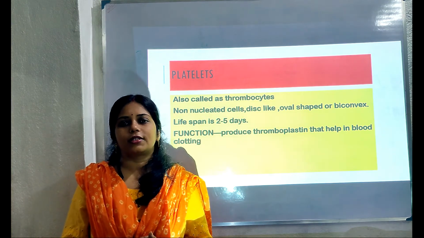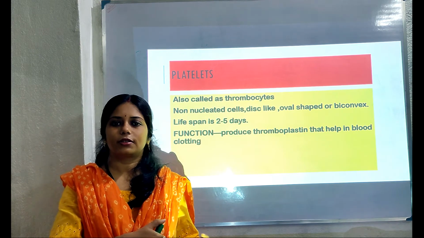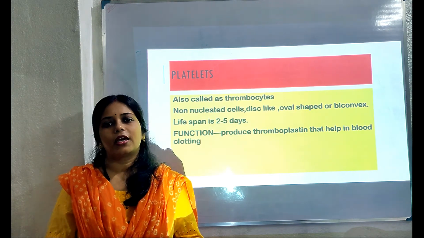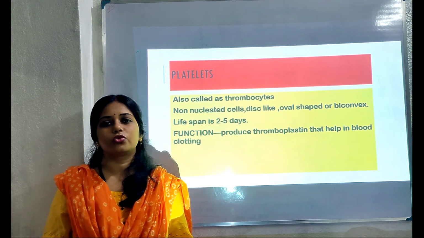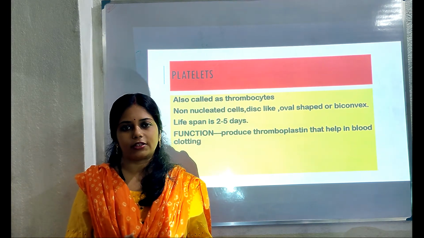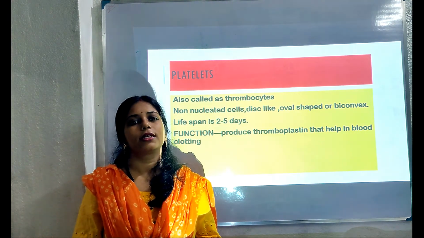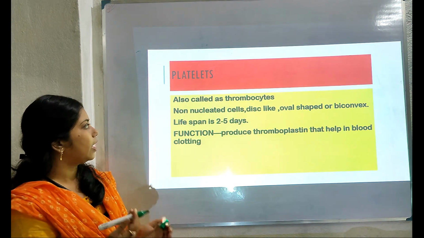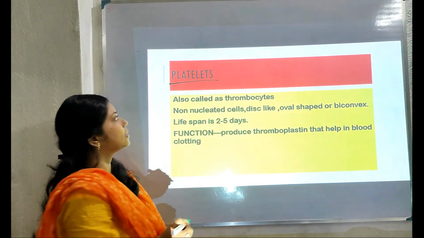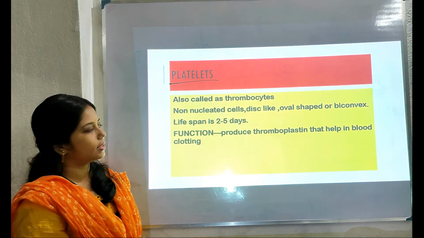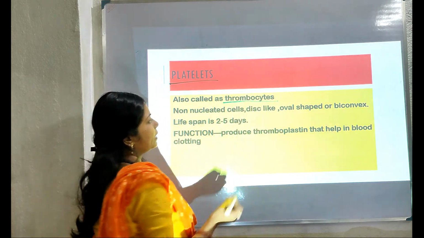Students, we have seen that sometimes when we have a cut or wound in our body, the blood comes out from that part. And after some time we see that blood stops coming out. It is due to the coagulation of the blood. And why does this coagulation or clotting of blood occur? It occurs within the blood tissue due to the presence of another type of blood cells that are called platelets. So platelets are also called thrombocytes.